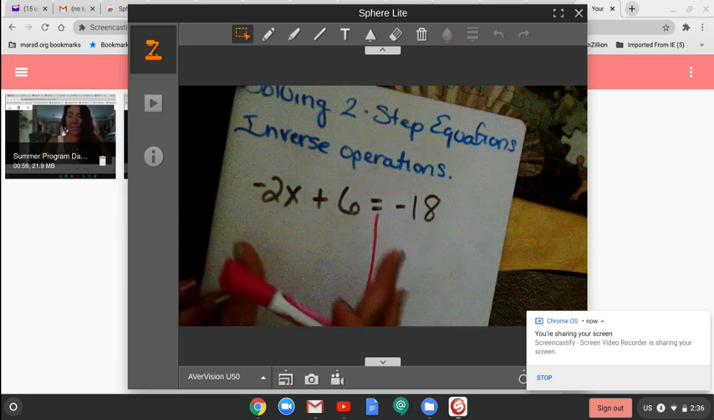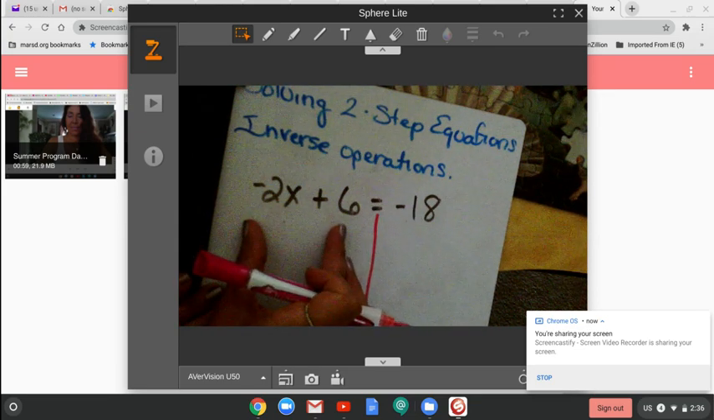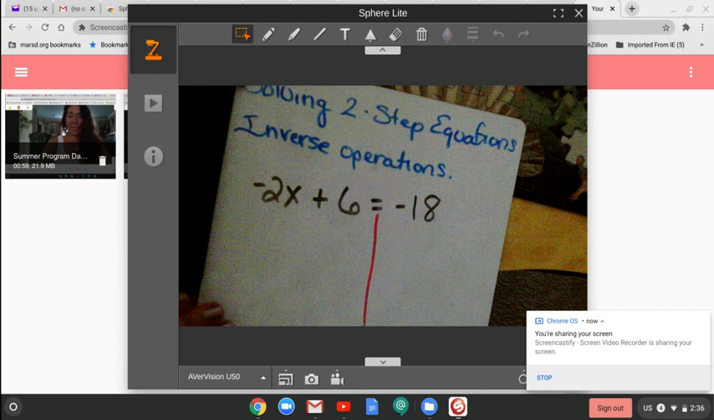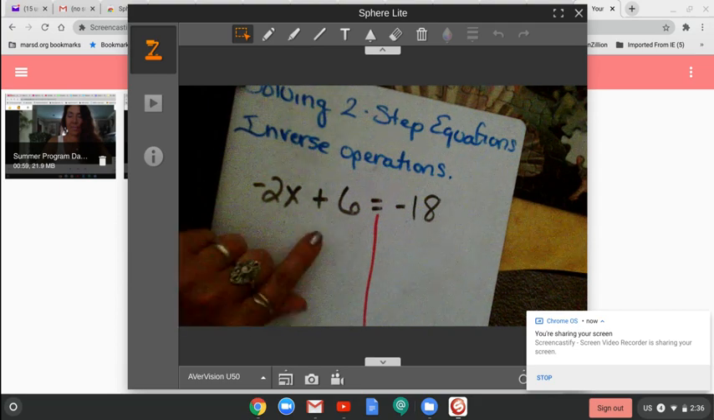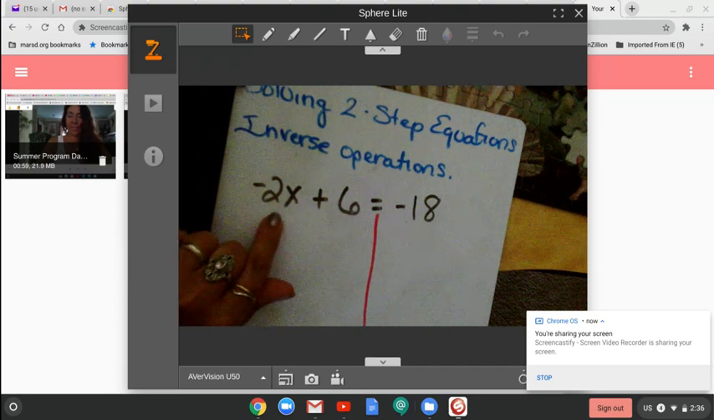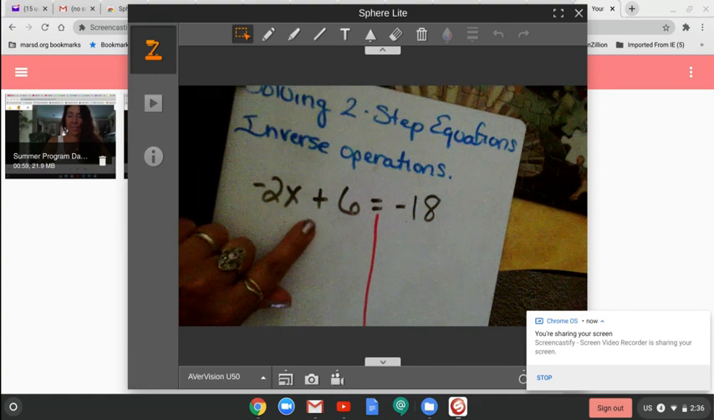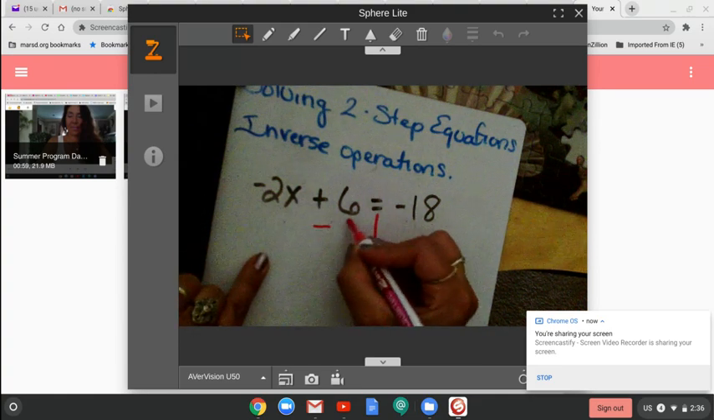The equal sign means this equals negative 18, and so does this. So your first step is always to work with the number that's by itself. We're going to go to this second. That's why it's called a two-step equation. And you're just going to write the inverse of plus 6, which is, of course, minus 6.